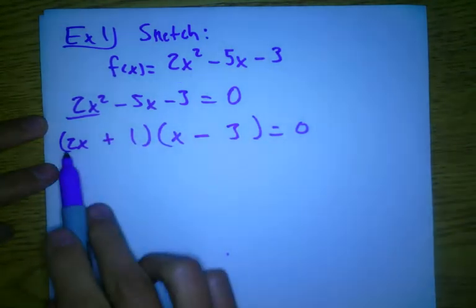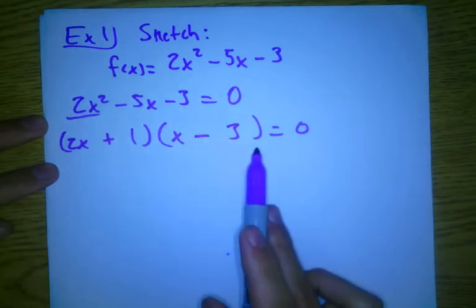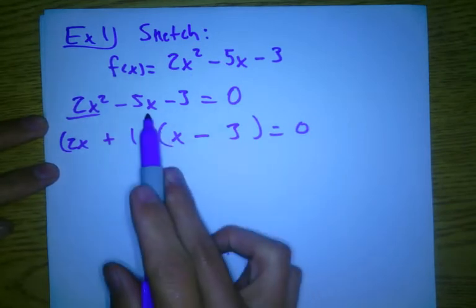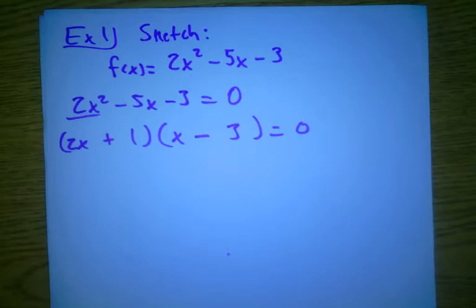And I'm going to check my work. 2x times x creates a 2x squared. 2x times -3 gives me a -6x, plus x gives me a -5x, and then 1 times -3 gives me -3, which means I was able to successfully factor this out. Cool? Yes? Absolutely. Whatever method of factoring you guys have, utilize it. Cool? All right. What do you do after you factor?